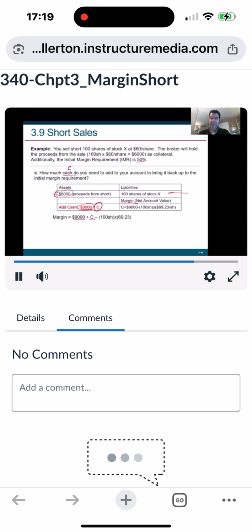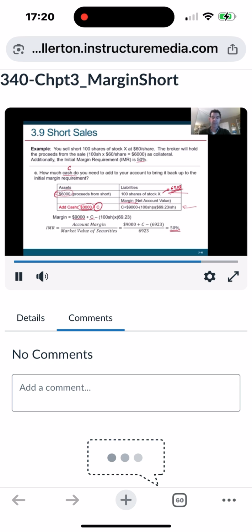Well, I know I just hit that maintenance margin requirement, and from part B, we calculated that the price was $69.23. So the shares that I owe are worth this, 100 times $69.23 per share. So that is my account margin that's sitting right here. And I need to bring my margin percent back up to the initial margin requirement, which is 50%.